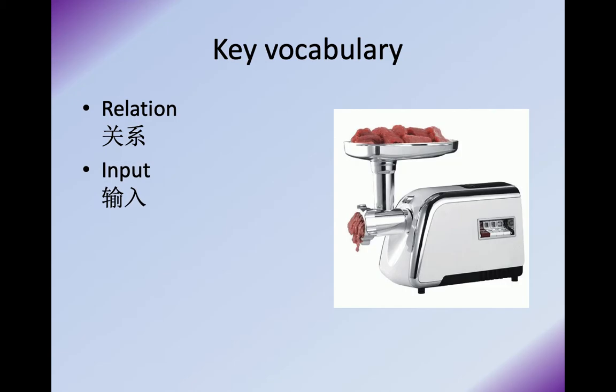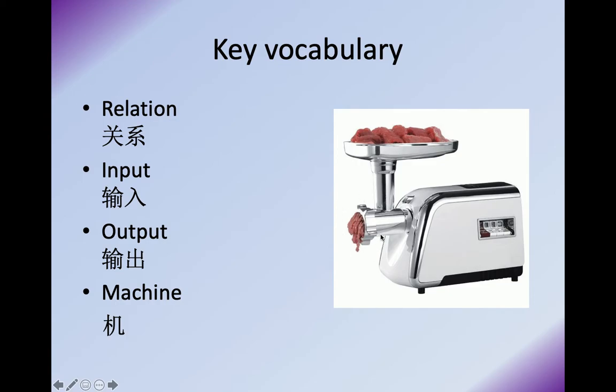The second word is input. I think this is called shuru. And the third word is output. I think it's called shuchu. And then the machine. We already have a machine here. What does this machine do? This machine takes input, it takes the meat, and then it grinds the meat and gives you the mincemeat. So the input here is the meat and the output is the mincemeat.